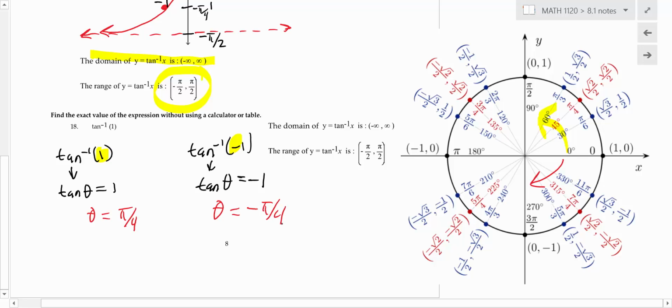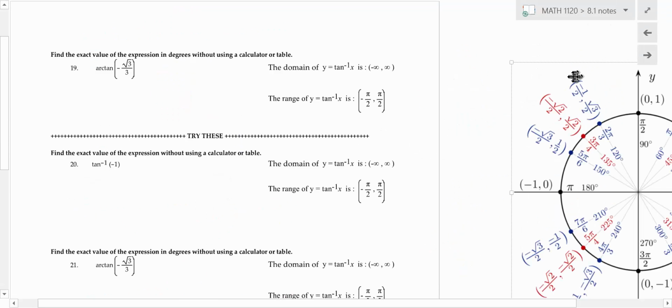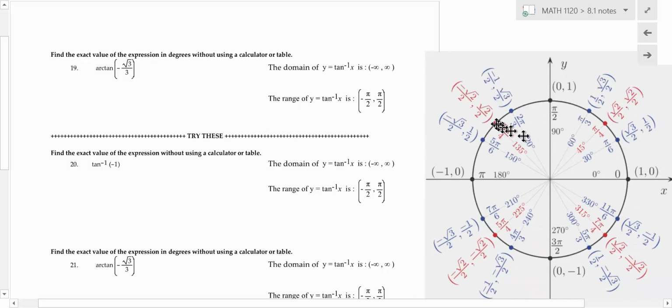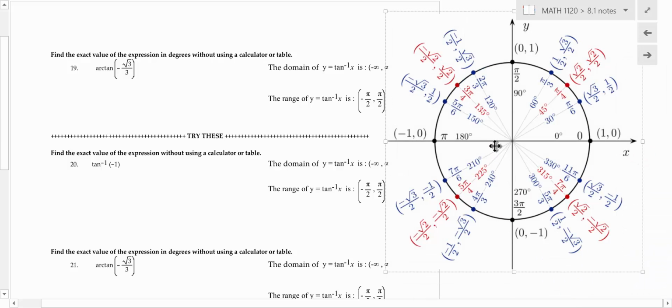Okay, a tangent is an odd function. Now that's why you're getting one positive answer and one negative. Okay, that's how that works. All right, so it's very similar to the inverse sine. Okay, let's look at a few more of these things here.